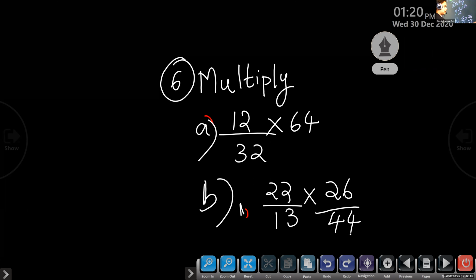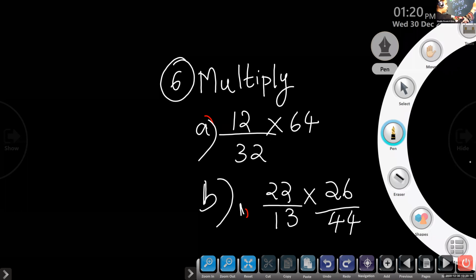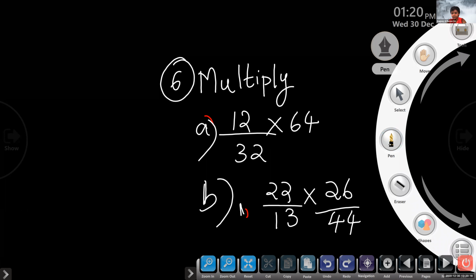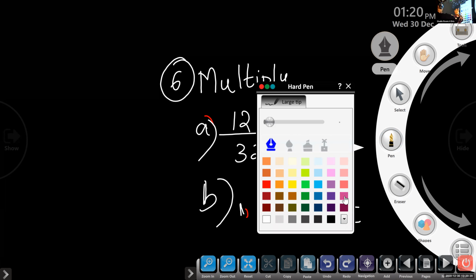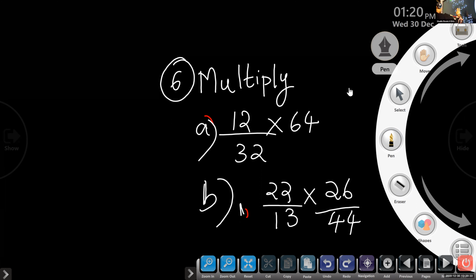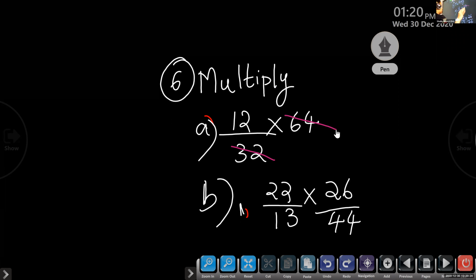Okay, so we'll discuss the answers here now. Finished, children? Yes, ma'am. So here, we will use the cutting method. It's easy. 32, how many times in 64? 2 times. So children, now you have to multiply 12 into 2. 24 is the answer.